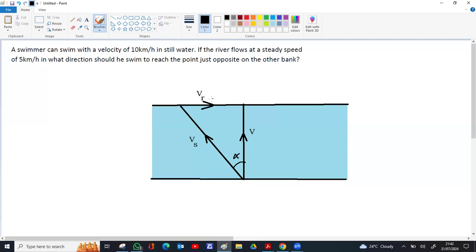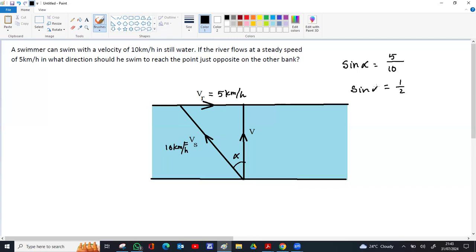So we know the opposite side of the triangle, that is the velocity of the river, which is given as 5 km/h. The hypotenuse we already know, that's the swimmer velocity, that is 10 km/h. Opposite side and hypotenuse go for sine alpha. 5 km/h by 10 km/h, that is 1/2.